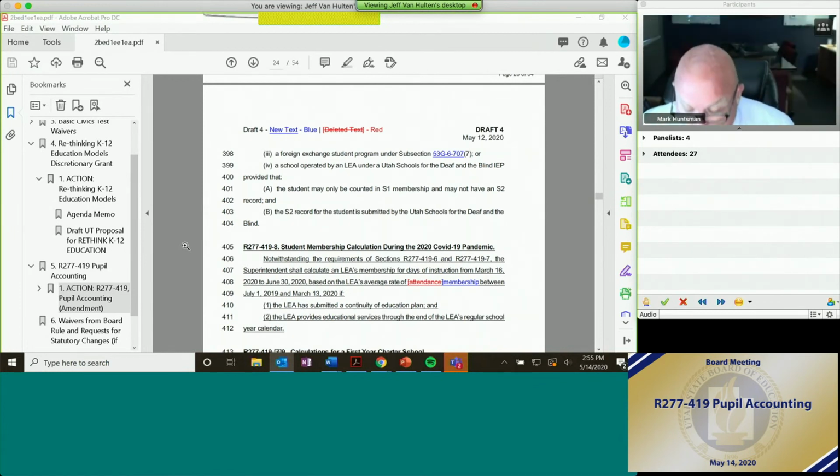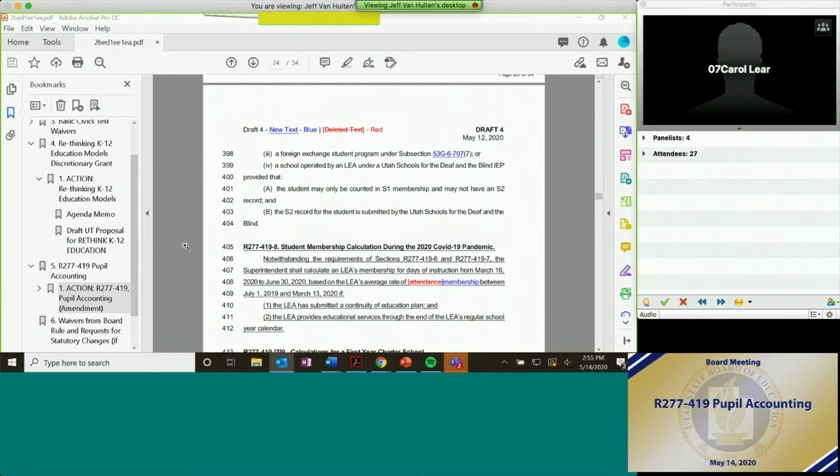The motion before the board is to approve R277-419 draft 4 on 3rd and final reading. Discussion to that motion. Board Member Lear. Your hand's up, Board Member Lear. Yeah, it is. I'm just on mute. All of us have the unmuting problem.